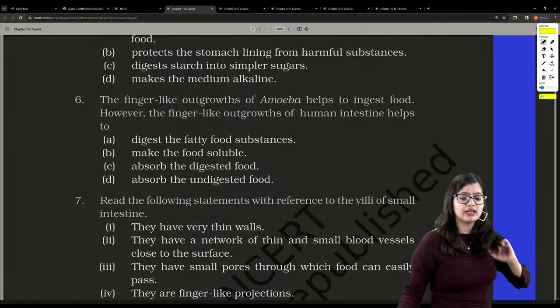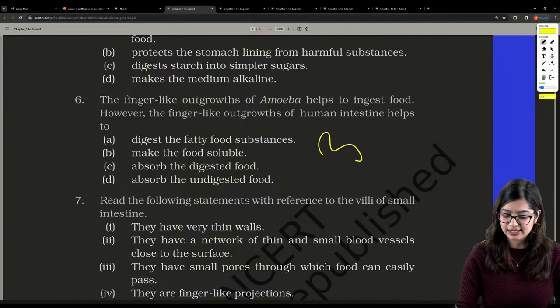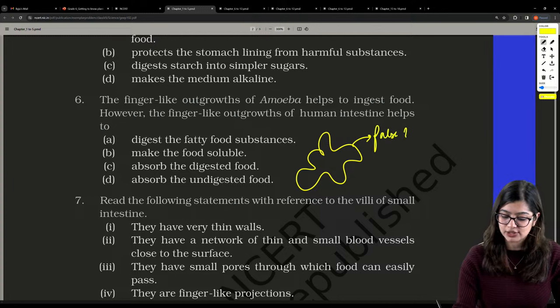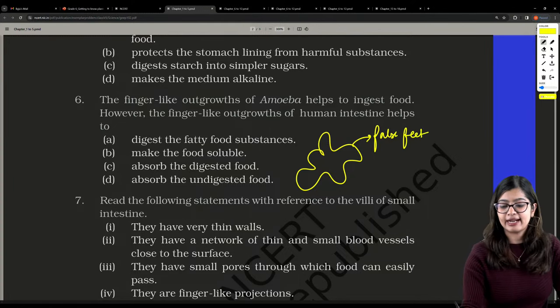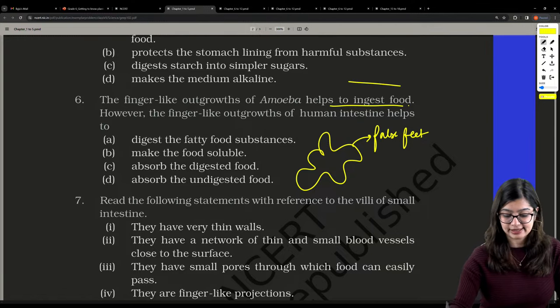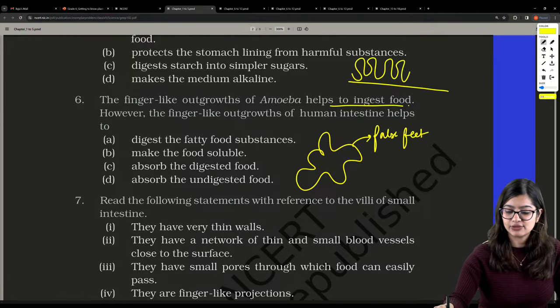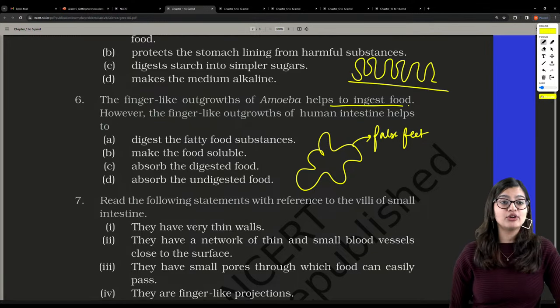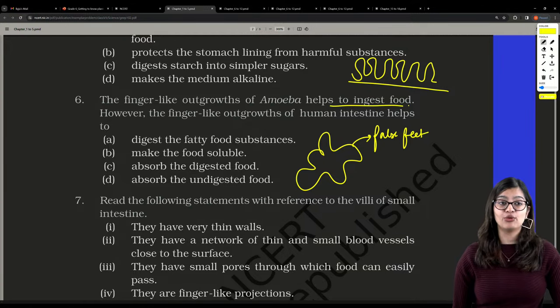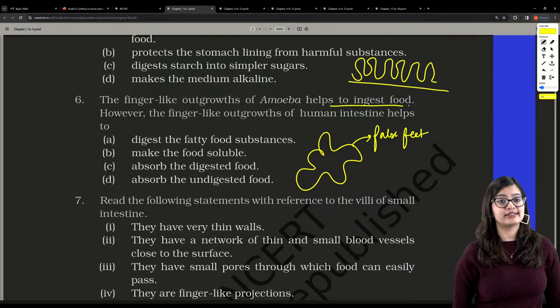So there are these finger-like outgrowths. Somebody was asking me, ma'am, what are pseudopodia? Pseudopodia are the finger-like outgrowths which act as false feet in the amoeba that help to ingest food. However, in our small intestine, we also have these finger-like projections. What do these finger-like projections help us with? Do they help us in digesting fatty food? They make the food soluble, they absorb the digested food, or they absorb the undigested food.